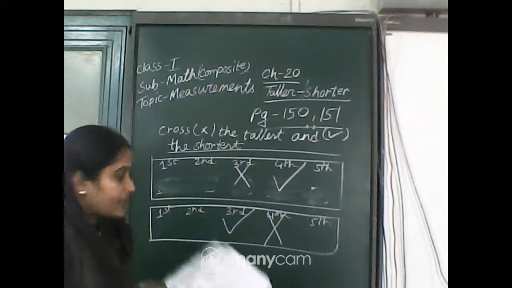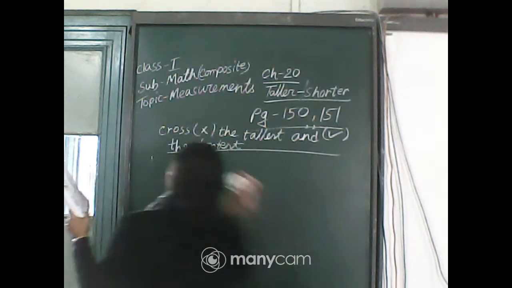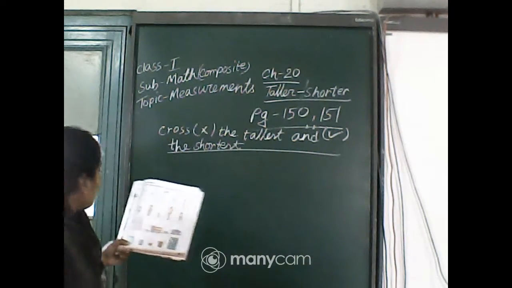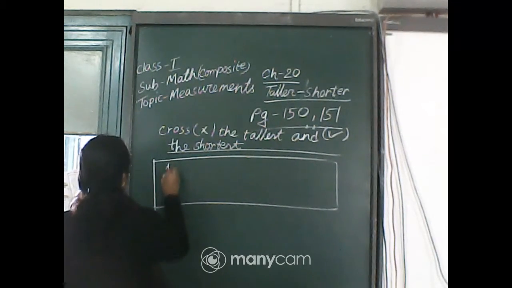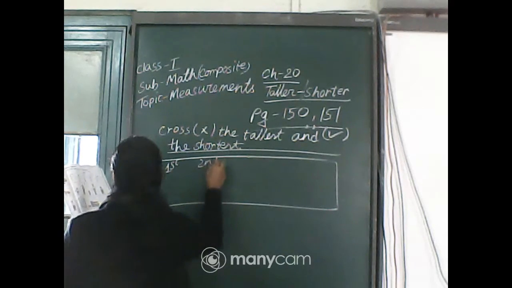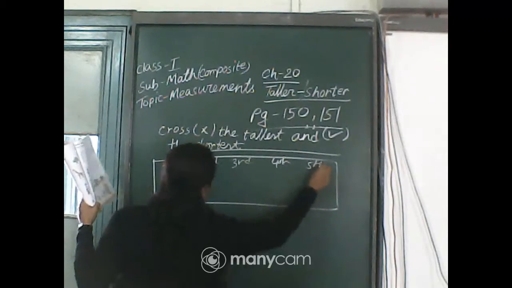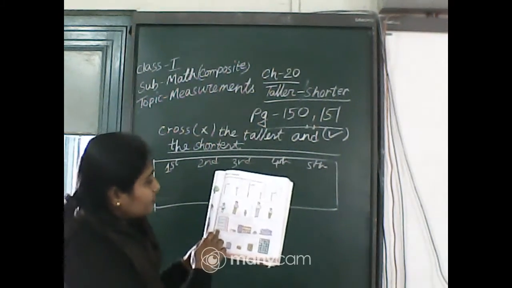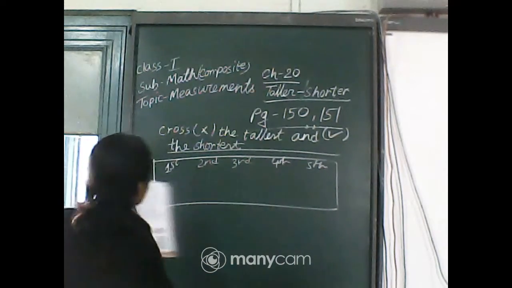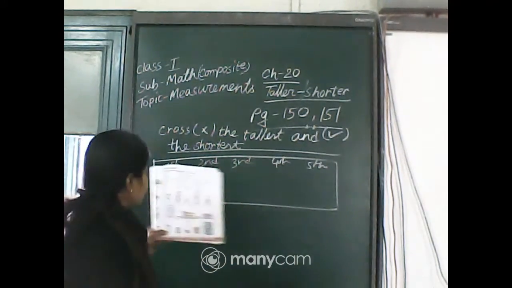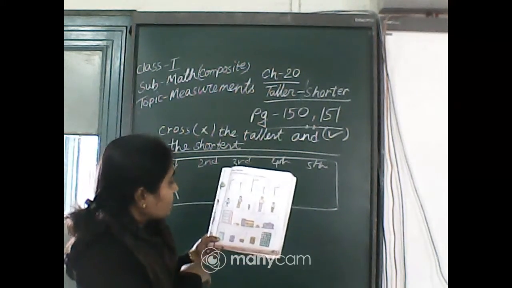Now next, I have to rub the board for the next two maths. Okay, now here are houses. How many are there? First, second, third, fourth and fifth. 5 houses are there. You have to put a cross on the tallest one. First one is tallest, so please put a cross on the first one and put a tick on the shortest.